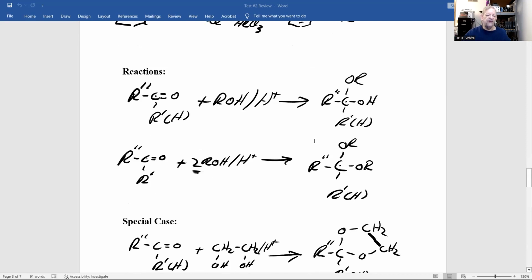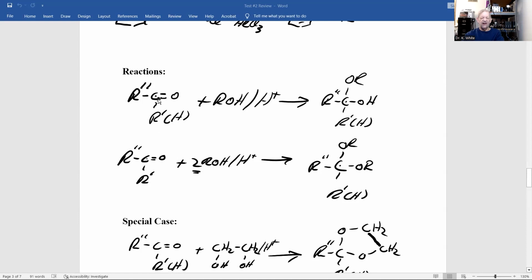Now, the next four, actually 5 reactions, I'll never ask for a synthesis problem. What are the starting materials? But I will ask what the product or products are for the following. And the first reaction is making a hemiacetal or hemiketal, take an aldehyde or ketone, and when R prime is carbon, it's a ketone. When R prime is hydrogen, it's an aldehyde. Reacted with 1 molecule of alcohol, acid catalyst.